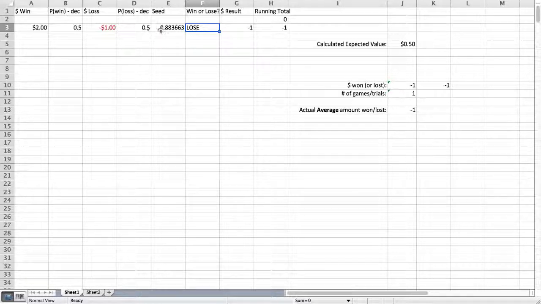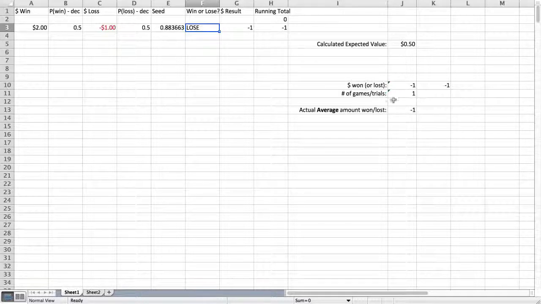You can see the first game has happened here and we have lost. So what's happened is we're down $1, and we're going to keep a running total of how we're doing money-wise. So we're down $1 as of right now. On the right-hand side, we're going to look at the average amount over the games. The calculated expected value, if you use the expected value formula, is 50 cents, which means if you play this game enough times, you should expect to win 50 cents per game.